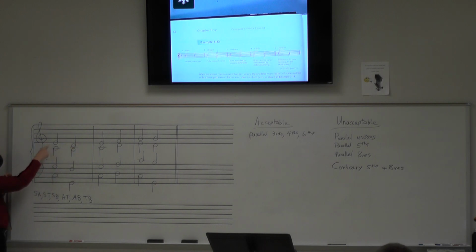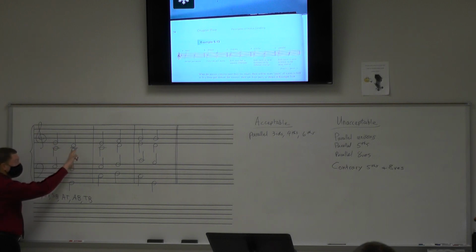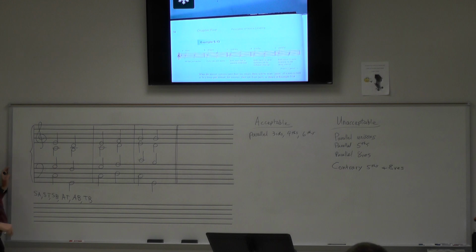Let's take a look at the soprano and the tenor. G to E is a sixth, and then those two voices move in parallel, they just move down a step, so we end up with a sixth between those notes again in the new chord. So that's good motion there, that's allowed in part writing: parallel thirds, fourths, and sixths.